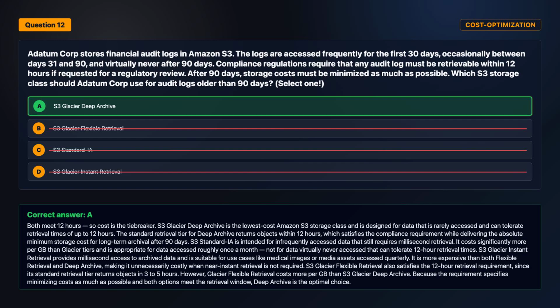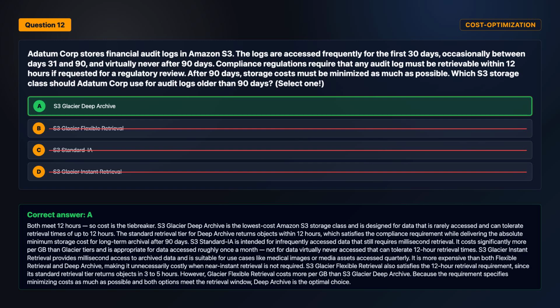S3 Standard-IA is intended for infrequently accessed data that still requires millisecond retrieval. It costs significantly more per gigabyte than Glacier tiers, and is appropriate for data accessed roughly once a month, not for data virtually never accessed that can tolerate 12-hour retrieval times.